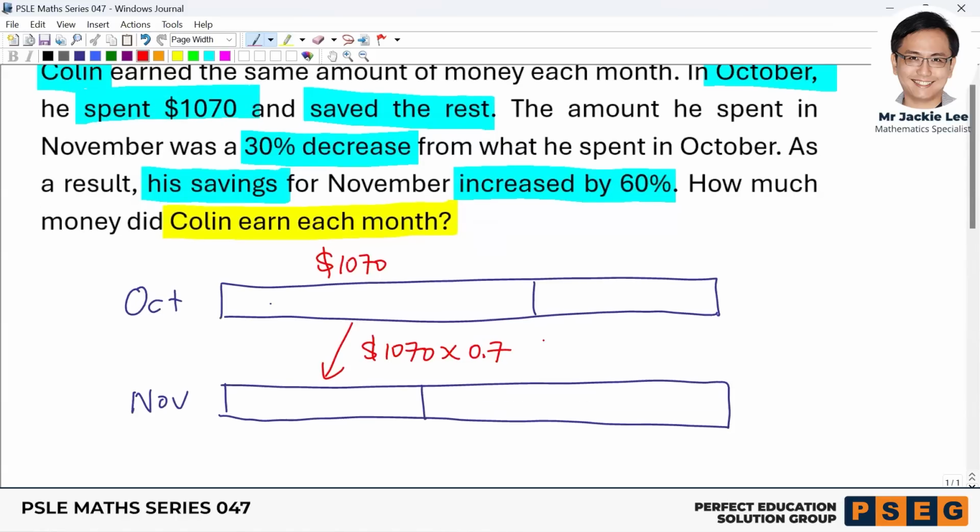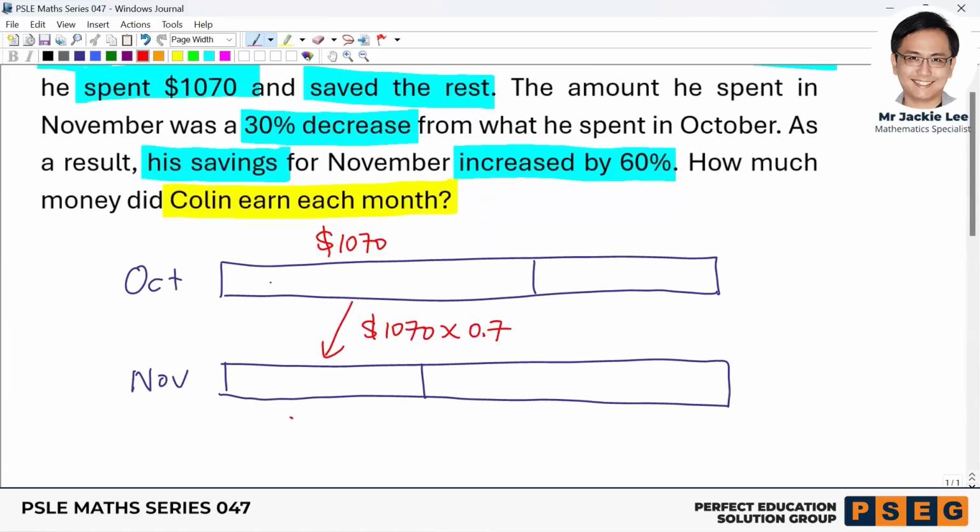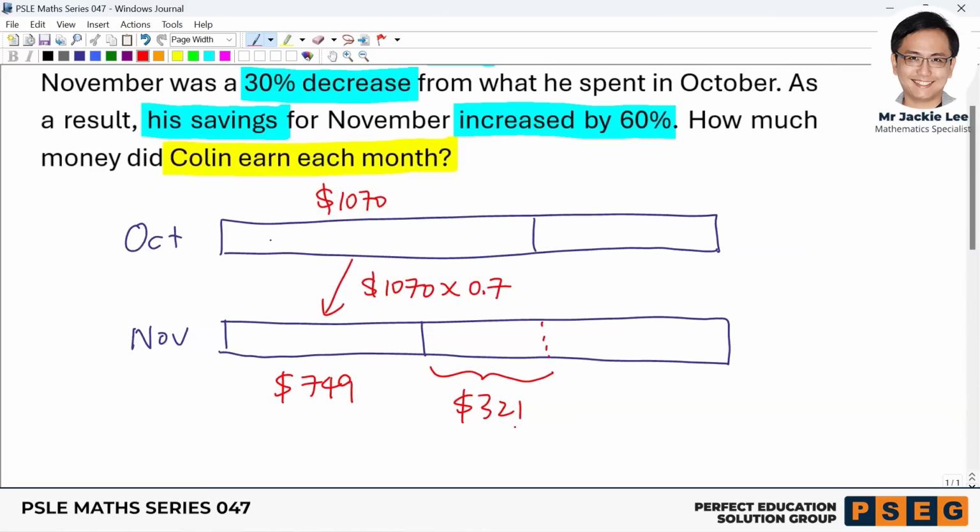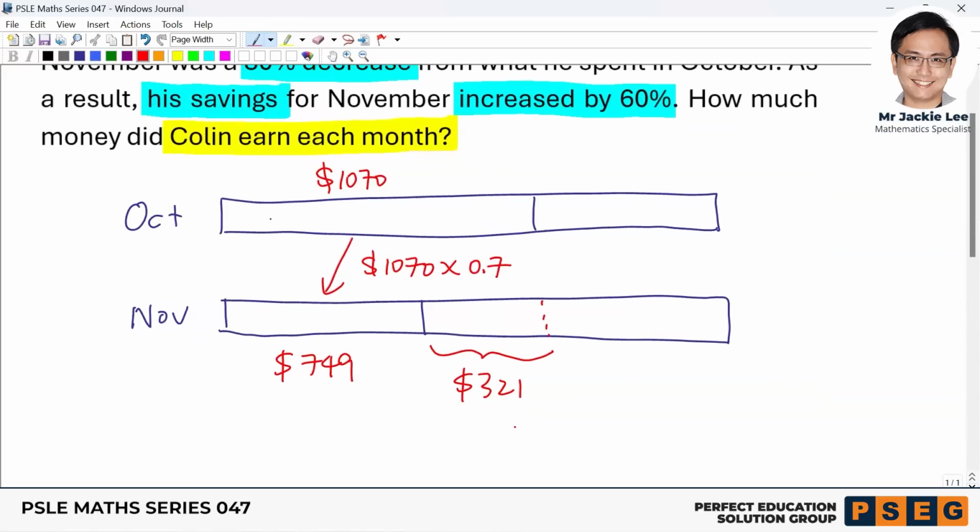And this figure, press a bit of calculator. This one I think will end up 749. So in other words, for this portion, that is actually the 30%. I think we can use 1,070 minus 749, and this part will have 321. Okay, now this 321, as compared to October, this is actually the 60% increase.